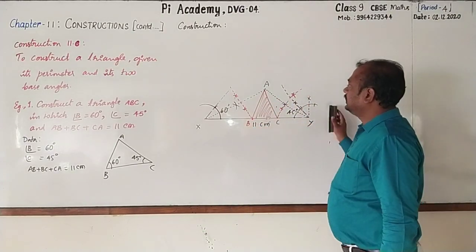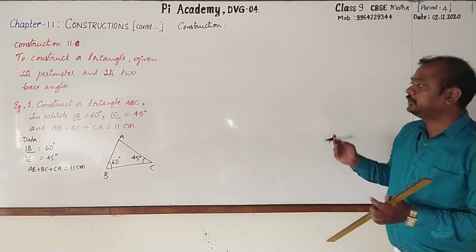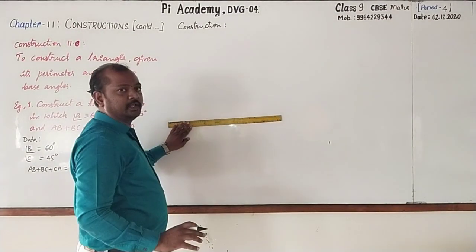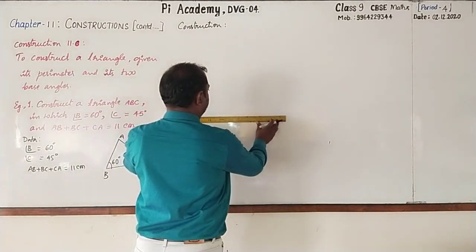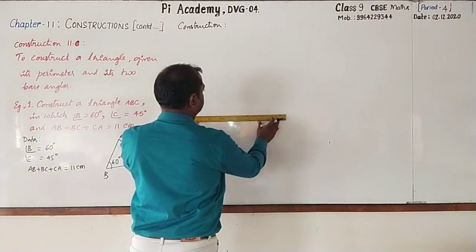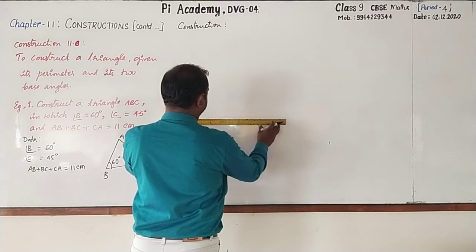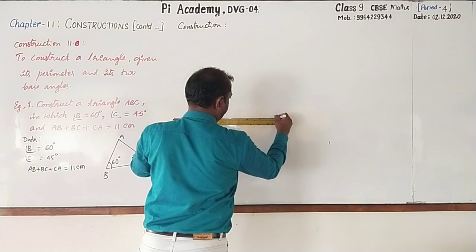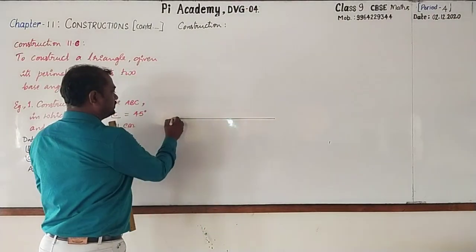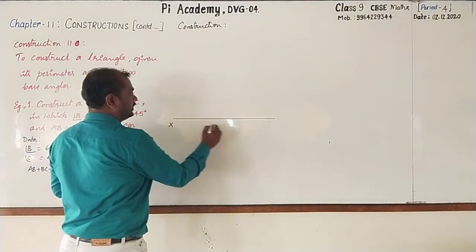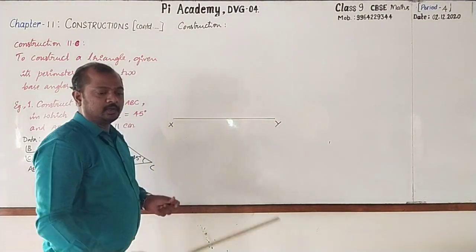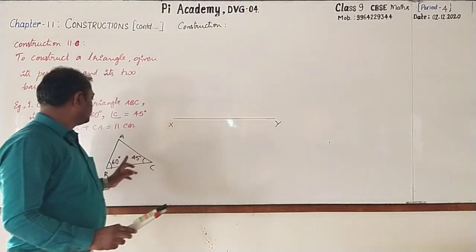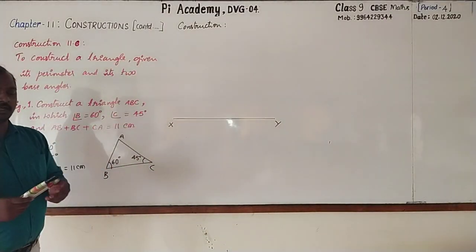Get ready with your instrument boxes. Yes. Take scale and pencil. First, draw a line segment of length 11 centimeter. Okay. And name this line as XY. Now, take compasses. Construct 60 degree at X, 45 degree at Y.